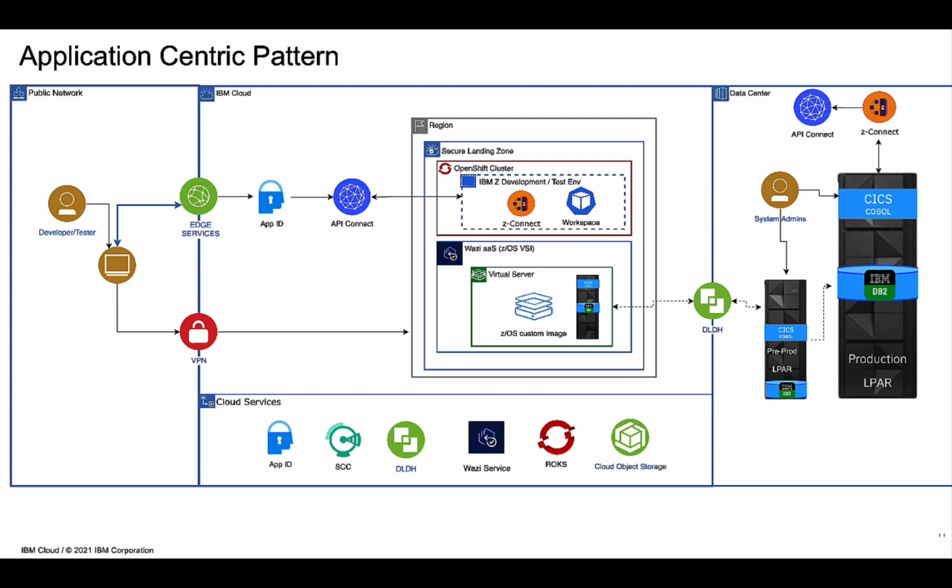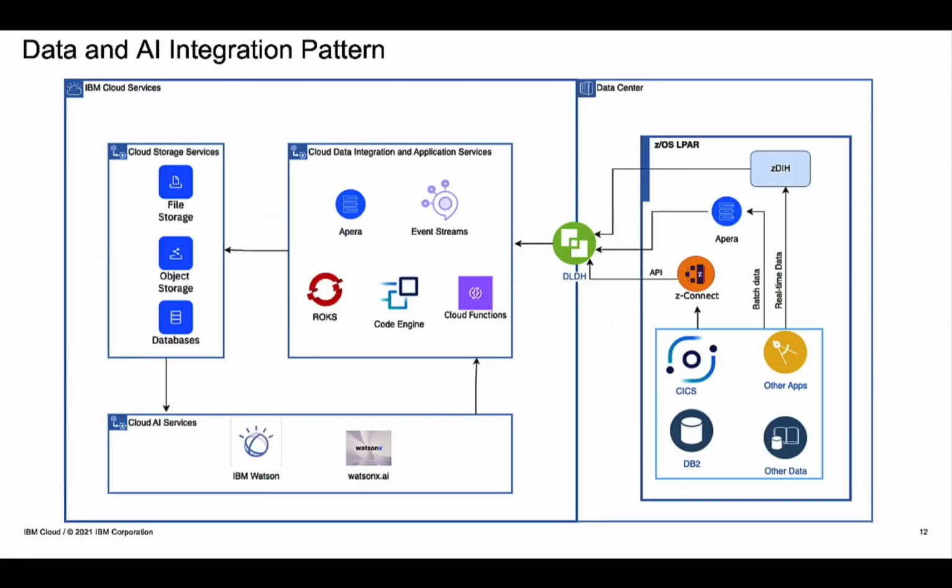The application-centric pattern will expose your applications to customers and clients without disrupting the core systems. All of this can be implemented with DevSecOps on a secure IBM Cloud framework. Let us take a brief look at how we enhance the core mainframe application by migrating the data using data and AI patterns.